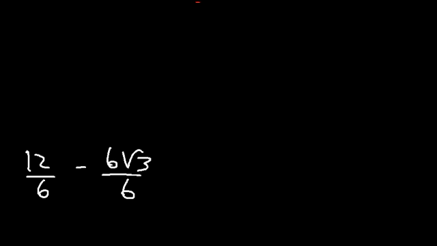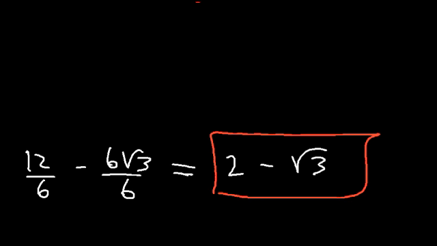12 divided by 6 is equal to 2. 6 divided by 6 is 1. We could ignore the 1, so it's just going to be root 3. So this is the final answer, and it's much more simplified than the last answer that we have. It's 2 minus root 3.